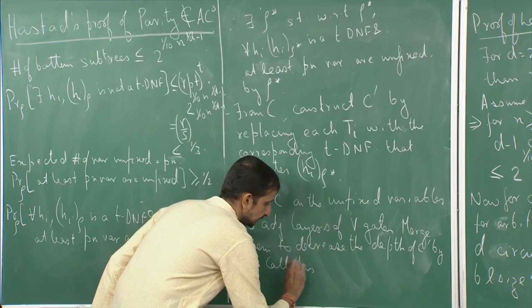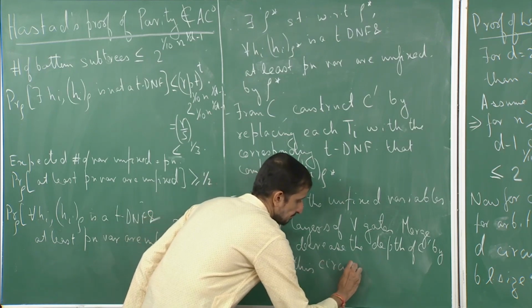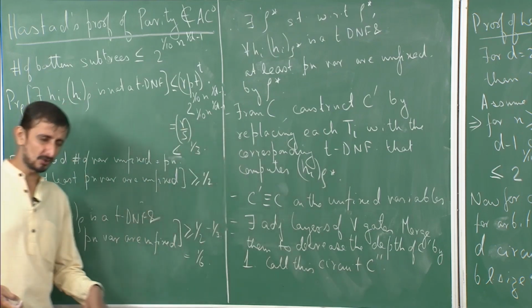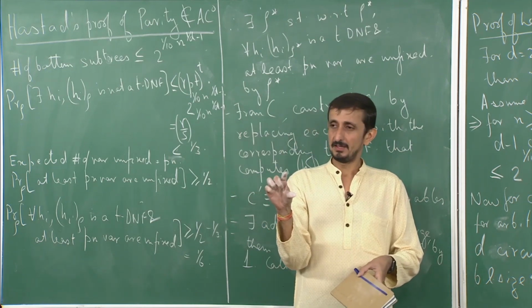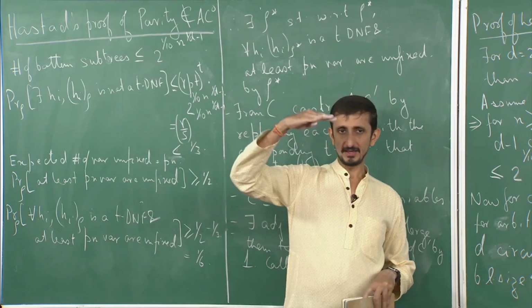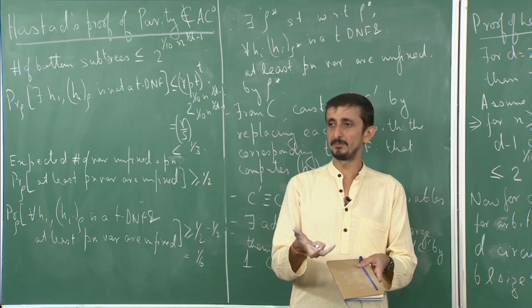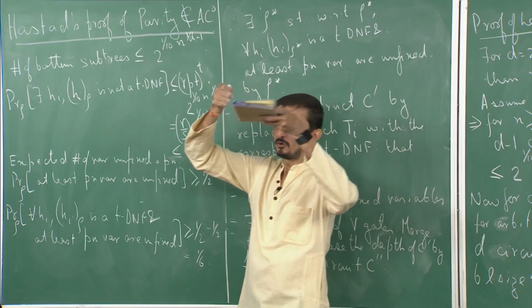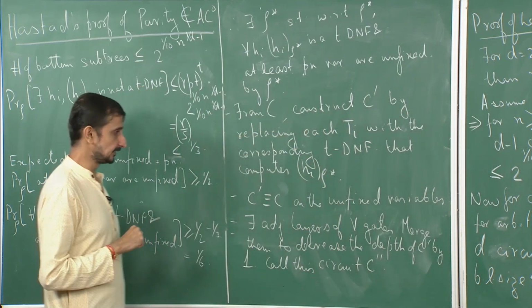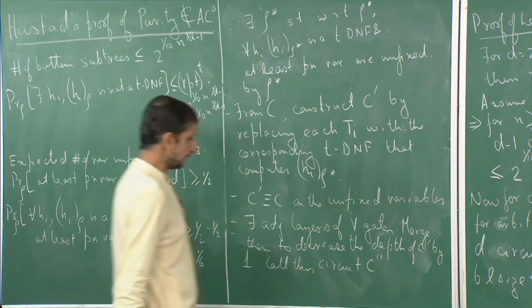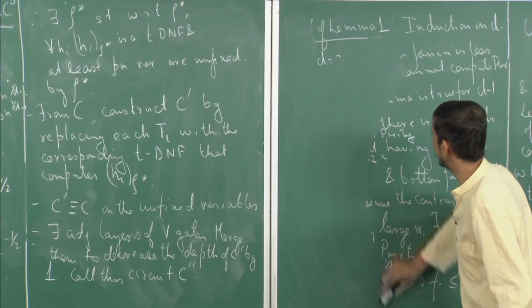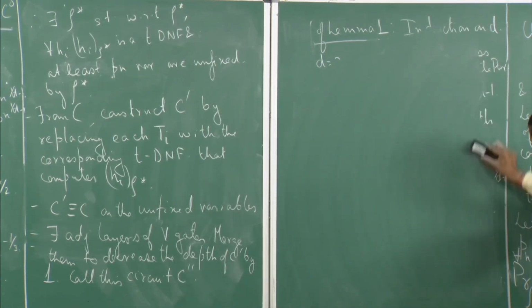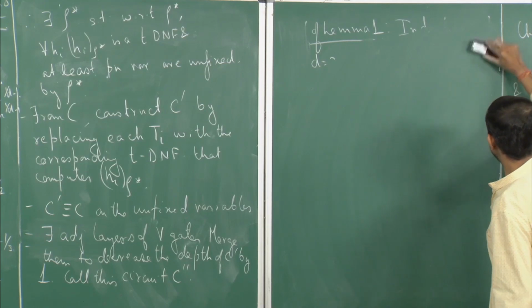So, call this circuit C double prime. What we are essentially doing is this: I have two layers of OR gates now. I take the top layer OR gate, and whatever was coming into the bottom layer OR gate, I send it to the top layer. It computes the same function. By the construction, it has depth 1 less, and now we will argue about the bottom fan-in and the size of C double prime.